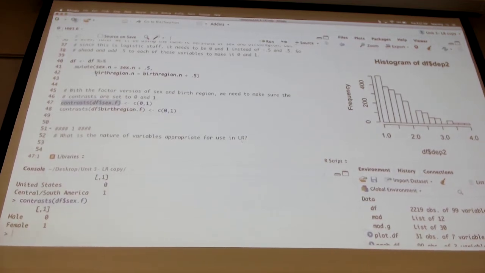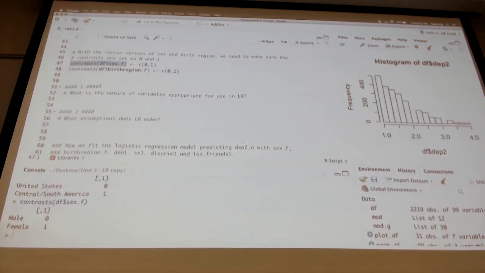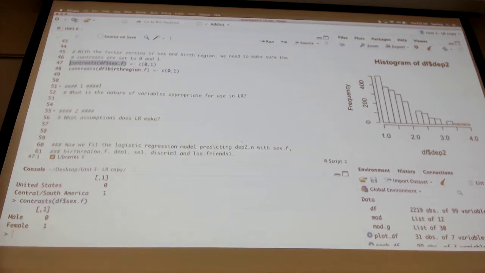So what's the nature of the variables that we would use for logistic regression? Dichotomous DV and continuous or categorical, at least one predictor. The real key is a dichotomous DV. If you have more than two categories, there's multinomial logistic regression, but that's a different story. So in general, the dichotomous DV and one or more continuous or discrete predictors.